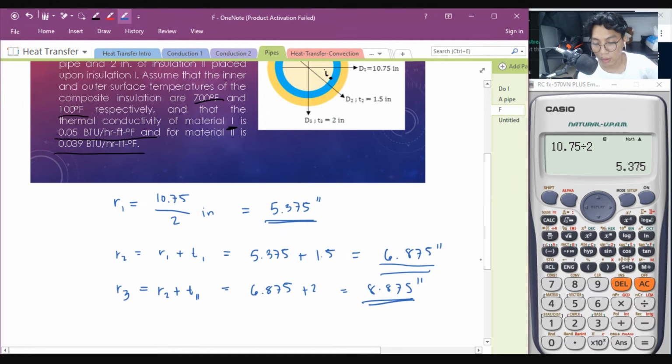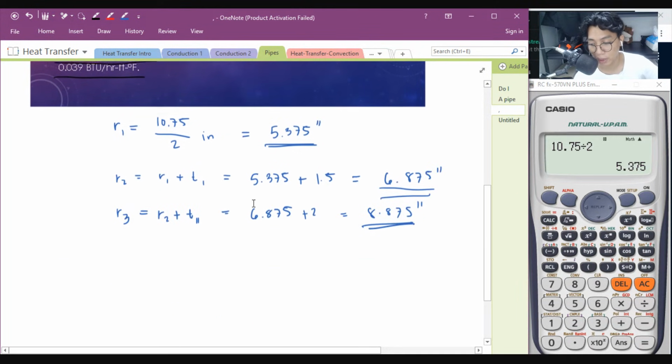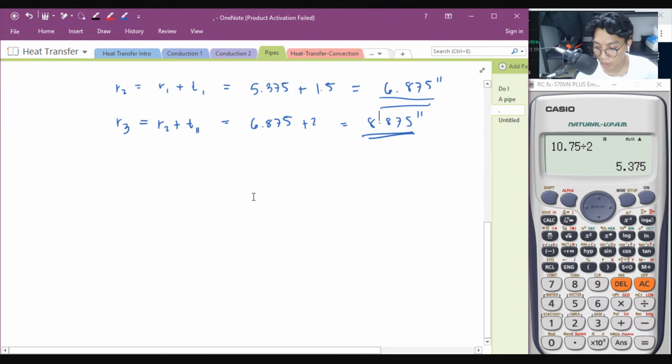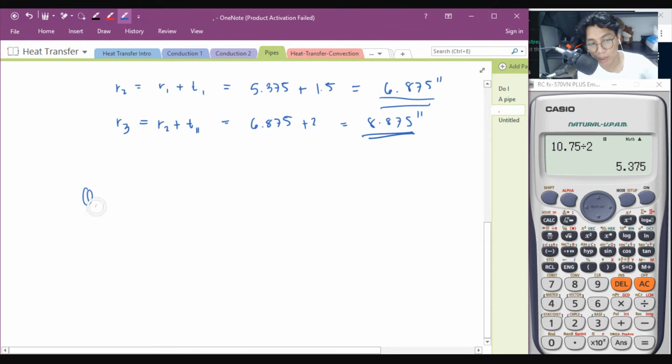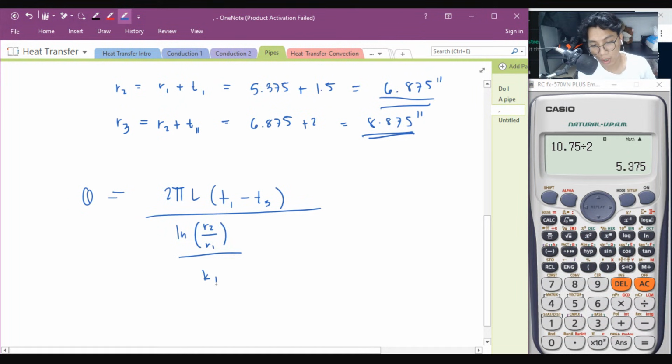We now have the radii. There's nothing said there about surface film conductance. What is only being asked is the heat loss per linear foot. Okay? Heat loss per linear foot. Simply, we have a formula. Let's put our formula here. Q is equal to 2 pi L multiplied by T1 minus T3 all over the natural log of the radii ratio over K1 plus the natural log of the other radii ratio over K2. Okay?